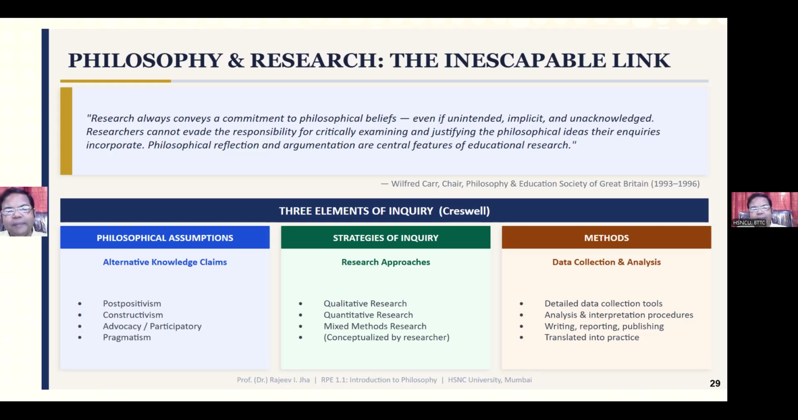So, dear participants, please think, have you stated your philosophical assumptions explicitly in your research proposal? If not, what assumptions are you making implicitly about the nature of reality and what counts as evidence? The final slide unpacks the four alternative philosophical worldviews or knowledge claim positions that underpin all research design.